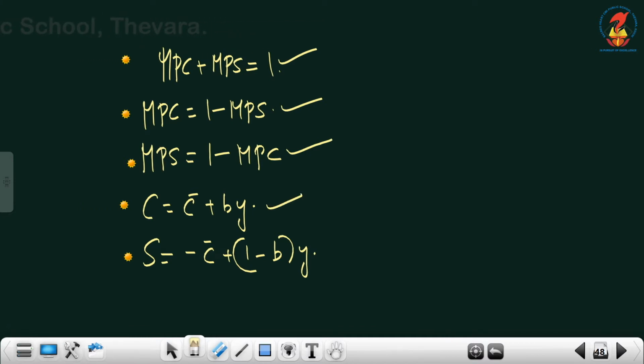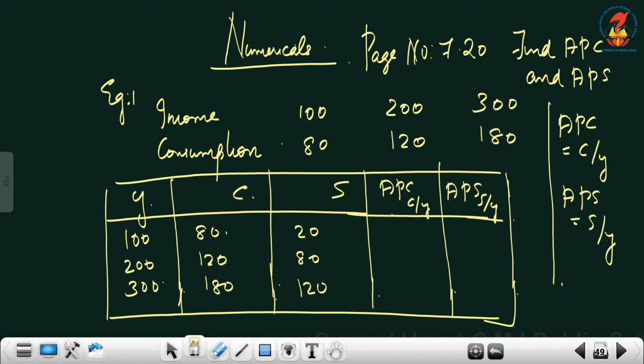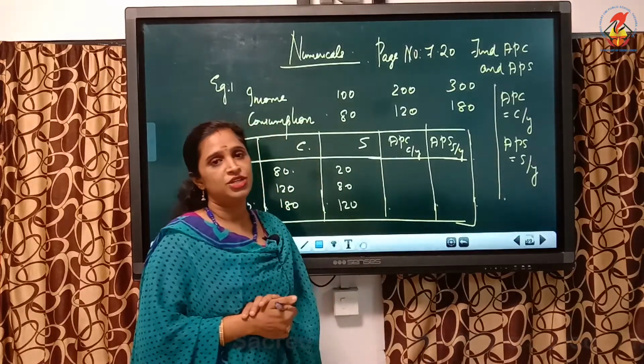C is equal to C bar plus BY. C bar stands for autonomous consumption. B stands for marginal propensity to consume. Y stands for level of income. Likewise, S is equal to minus C bar, which shows the saving, plus 1 minus B, where 1 minus B is MPS, into income, that is level of income. These are the different formulas that you have learned so far.